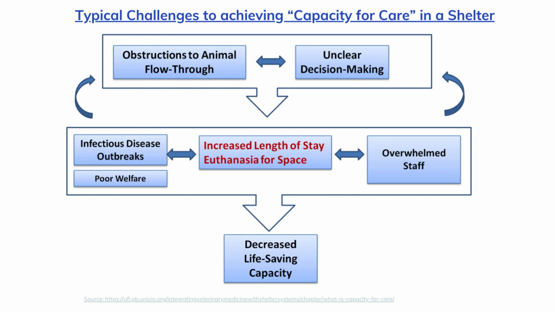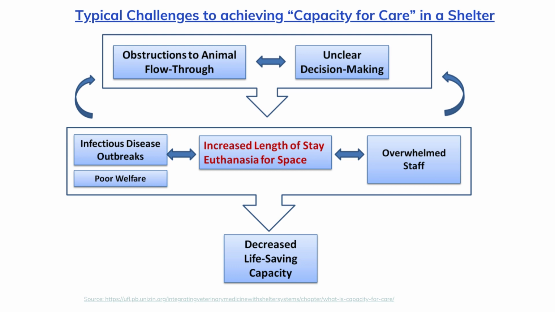So let's take a look at the typical challenges to achieving capacity for care in a shelter. Capacity for care essentially means that the needs of every animal in a shelter are met to provide those 5 freedoms we previously mentioned. Therefore, animals in shelters that operate within their capacity for care stay in humane housing that supports good health and welfare, receive appropriate medical care, and move toward their best possible outcome without delays.